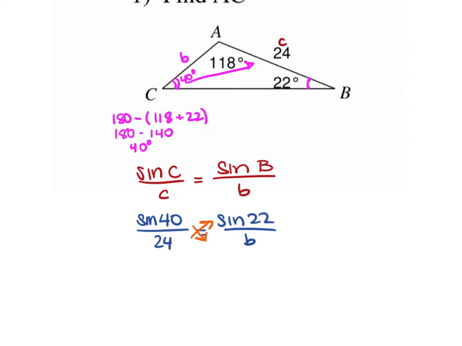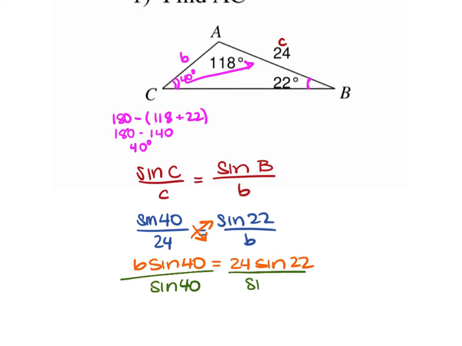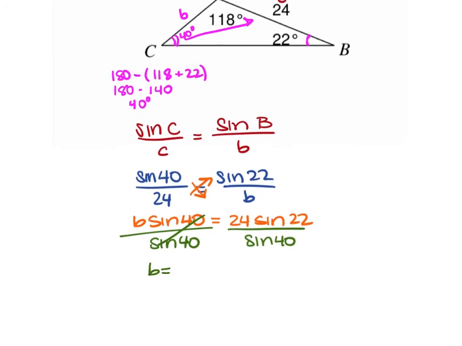Cross multiply. You have B times sine 40 is equal to 24 sine 22. We're going to divide each side by sine 40. These cancel, and we have that B is equal to, using your calculator, 24 sine 22, close those parentheses, divided by sine 40, and that gives us 13.98. We're rounding to the nearest whole number here, so that's 14.